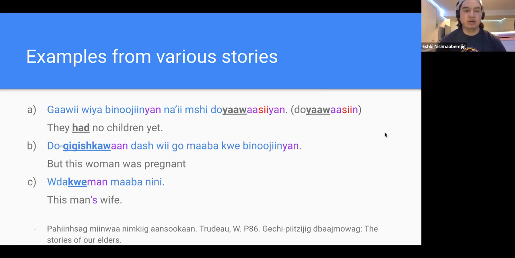So there's no verbs in this sentence. So it's just showing the relationship the man has to the woman. It's not saying like he owns her or that's his property or anything. Just saying da koy man ma banine. Like that's the relationship that they have.